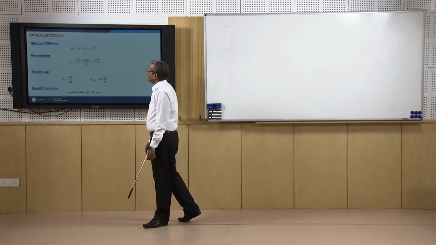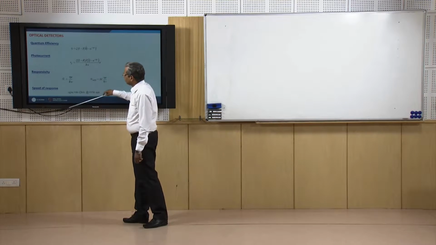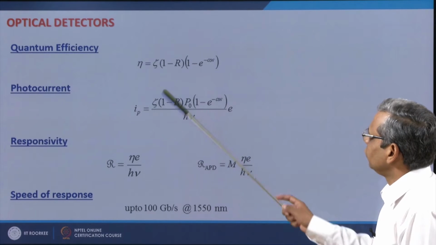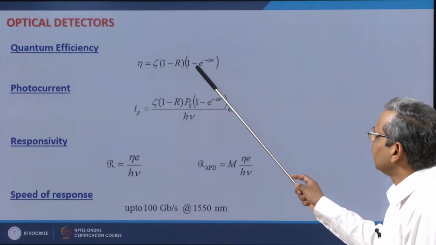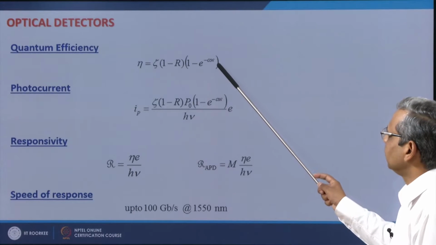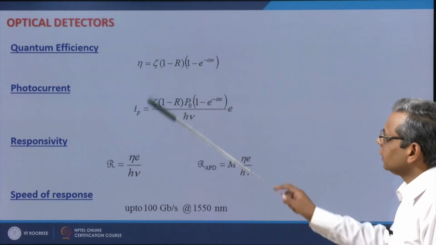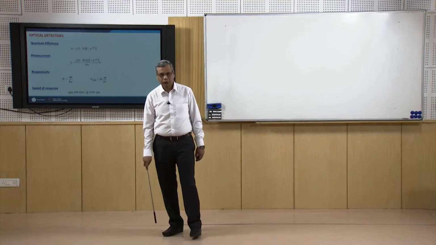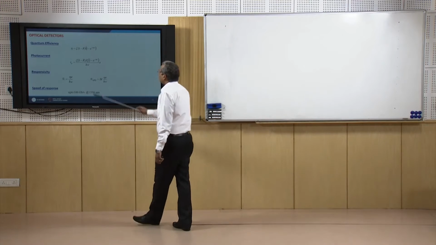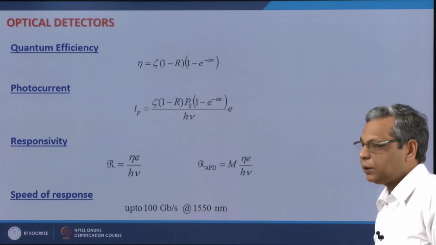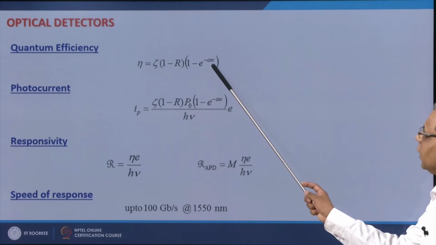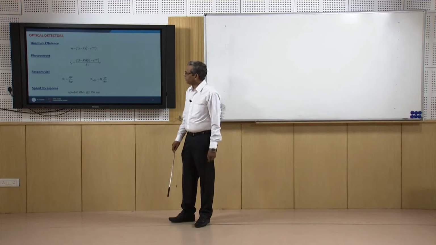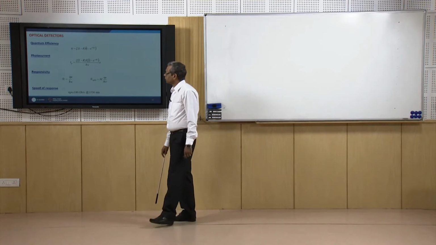Optical detectors are characterized by various parameters like quantum efficiency, which is given by eta is equal to zeta times 1 minus r times 1 minus e to the power minus alpha w, where zeta represents the fraction of electron hole pairs that contribute to photocurrent, r is the Fresnel reflection coefficient, alpha is the absorption coefficient, and w is the junction width or depletion region width.